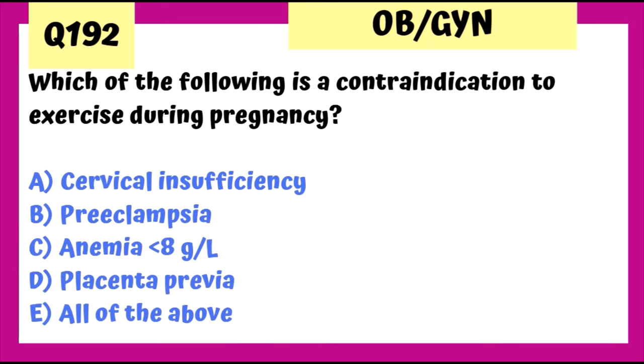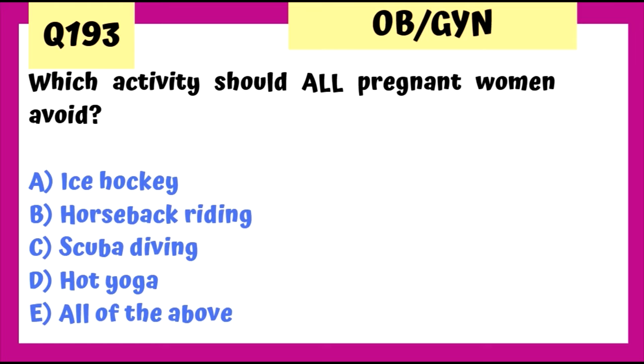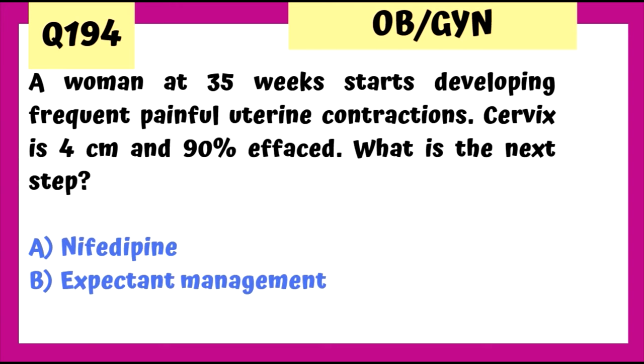Question 192, which of the following is a contraindication to exercise during pregnancy? All of the above: cervical insufficiency, preeclampsia, anemia, placenta previa. All these women should not be exercising in general during pregnancy. 193, which activity should all pregnant women avoid? All these very intense contact sports and things like this, women should avoid.